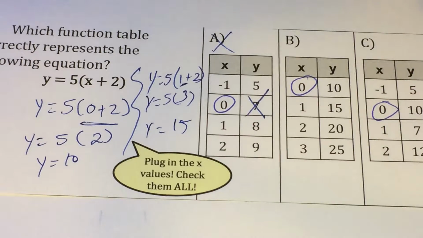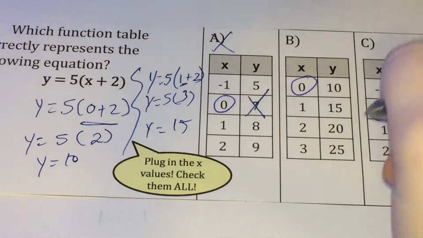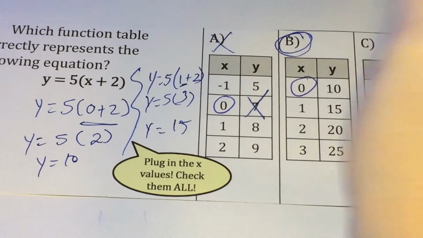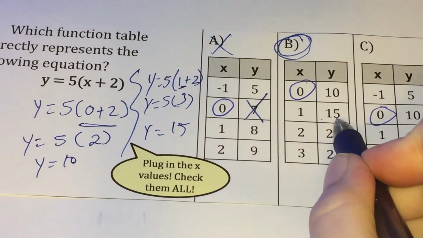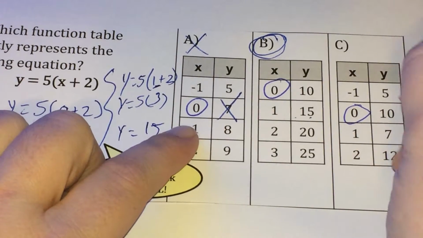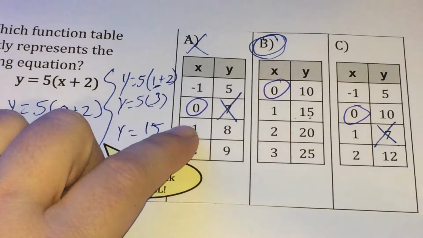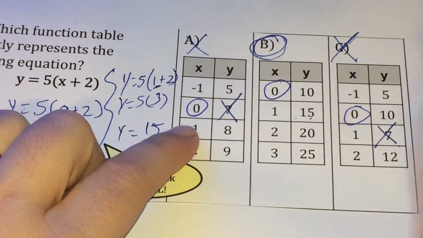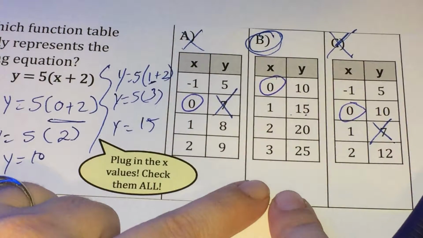So when I plug in 1, I get 15. B is my correct answer. I canceled out A. When I plug in 1, it's not 7, so my answer is not C. And the only possible choice left is B.